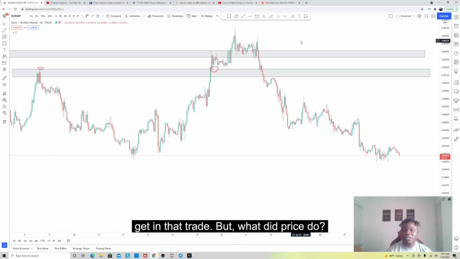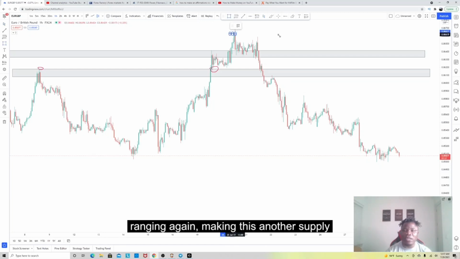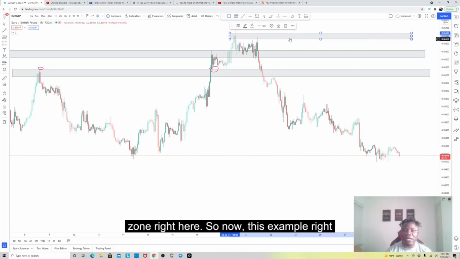But what did price do? Price did the same thing again. Price broke out, because you always have to wait for a retest. Now you have that retest. What did price do? Price started ranging again, making this another supply zone right here.